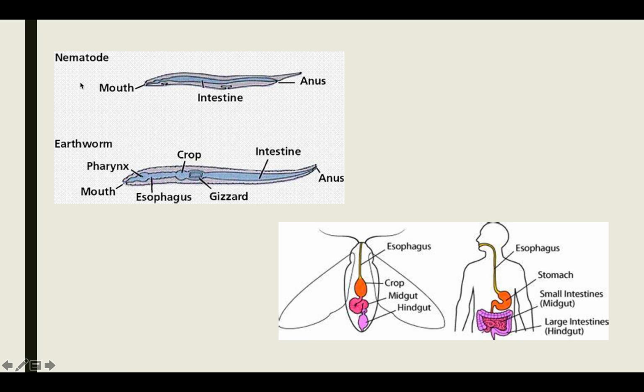And then here is a nematode. It has the mouth, intestine, and just the anus. Here's an earthworm. It has a little bit more, but is still different from human. There's the mouth, pharynx, esophagus, crop, gizzard, intestine, and anus. I just wanted to show you this picture comparing.